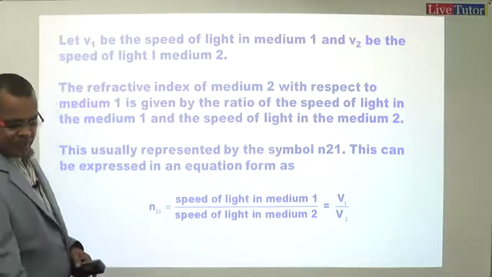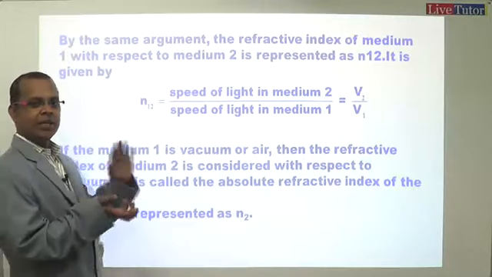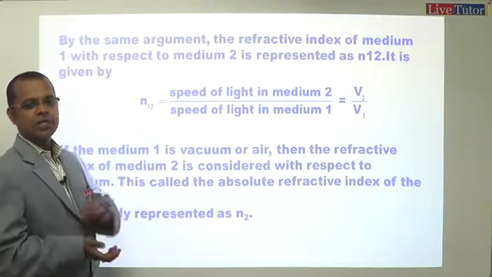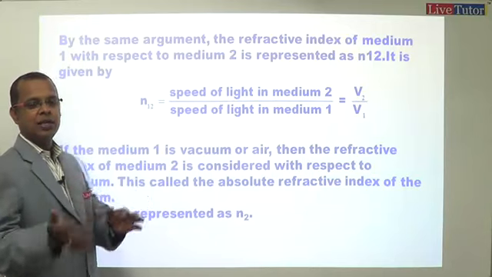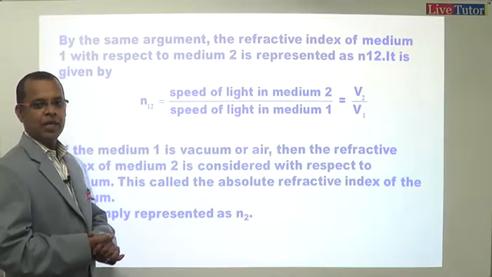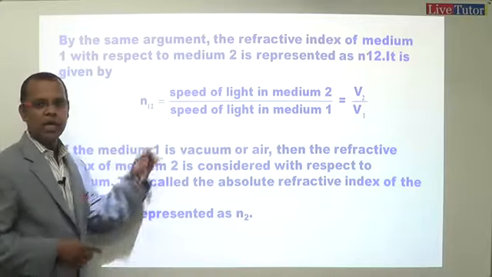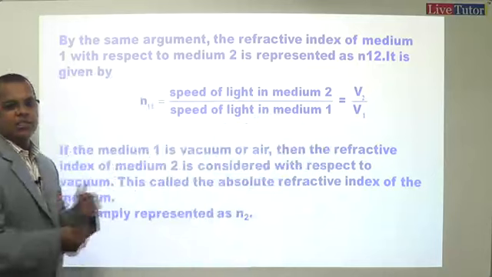Okay, so in terms of speed only we are expressing the refractive index. Now similarly, when you are comparing the other medium, say, for example, the refractive index of the first medium with respect to the second medium, say if you are using water and a glass slab, that also can be represented as mu12 or n12, which is v2 by v1. Only the velocity will be changed.